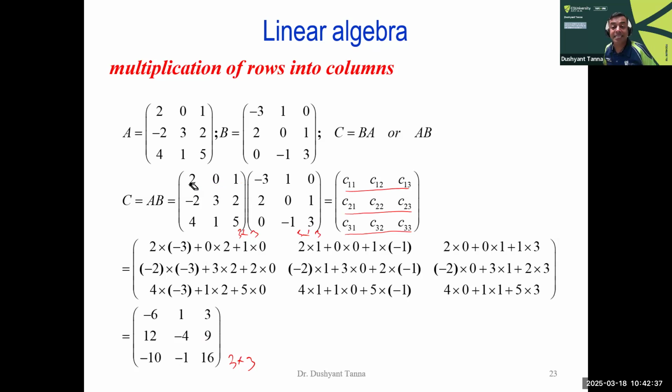Okay, what is the next element? C12. Say it to yourself. What is C12? First row, second column. So I would go with the first row and second column. Block everything else. Don't say anything else. Just focus and move your fingers, right? Move your fingers as you start the calculation. 2 with 1, 0 with 0, 1 with minus 1. That's your second element. For the third element, right? I will just cancel the blocks and just erase the blocks.